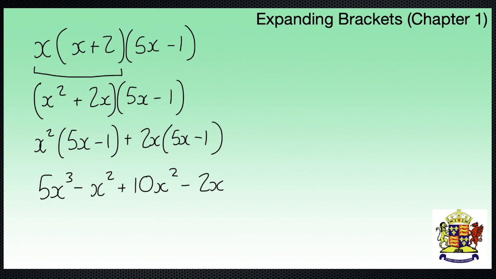minus 2x. Word of warning, or just as a note, if you have an x at the start like this, we know that you're going to have no numerical term at the end. Every term will have x in. You'll be able to factorise it back out when we do factorising. Not finished here though. 5x cubed minus x squared plus 10x squared is 9x squared minus 2x.